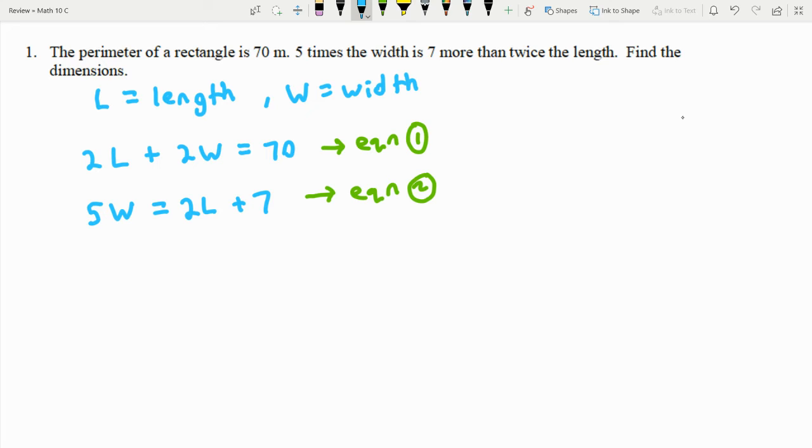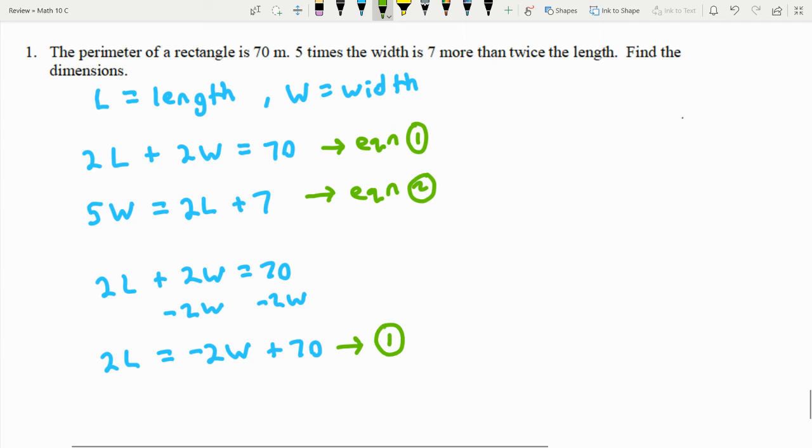So what I'll do is I'm going to start with equation 1. So equation 1, I have 2L plus 2W equals 70. I'm going to isolate for 2L. So to do that, I will subtract 2W from both sides. And once I do that, I should get 2L equals negative 2W plus 70. Okay, now that's my equation 1 that I just manipulated.